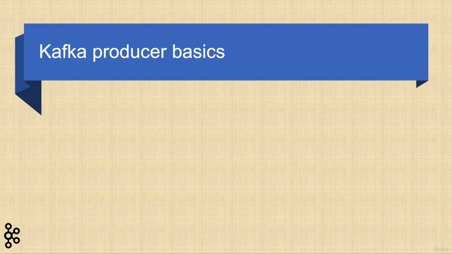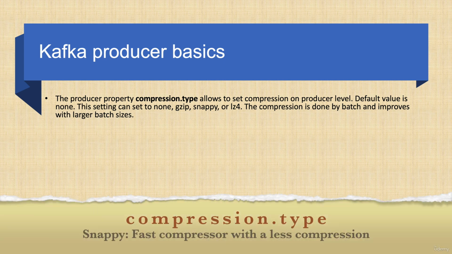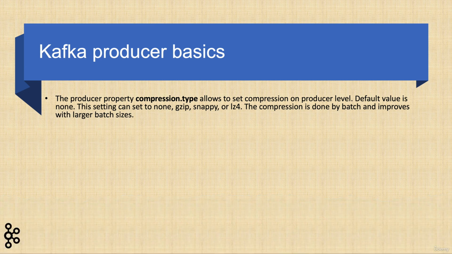The producer property compression type allows you to set compression on the producer level. The default value is none, which means there will be no compression. This setting can be set to none, gzip, snappy, or lz4. The compression is done by batch and can be improved with larger batch sizes. So by using compressed data, you can send more data at once through the network and increase the throughput.